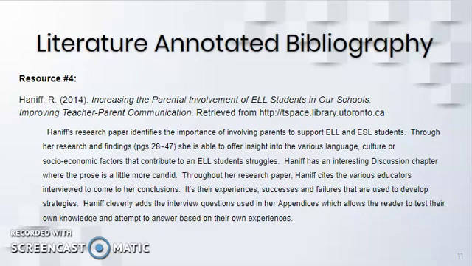As you can imagine, with ELL students, sometimes there are certain socio-economic issues where a lot of the immigrants are often maybe working multiple jobs, and there is the language barrier. We know that if there's a strong network at home that fosters learning, those students will come to school better prepared. So in her research, she identifies the importance of involving parents to support ELL students. She offers insight into various languages, cultures, and socioeconomic factors that contribute to ELL students' struggles.